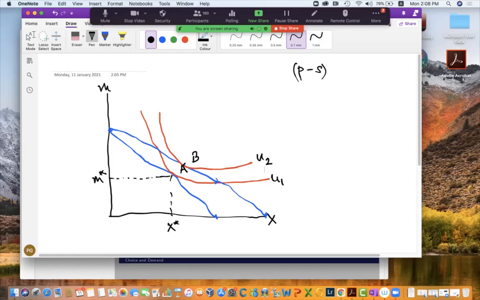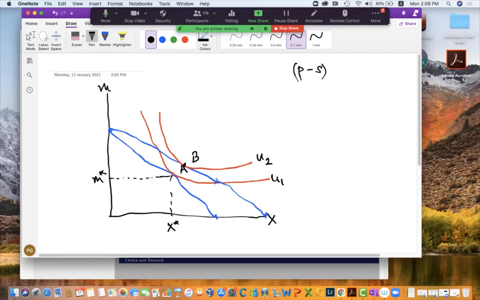Parallel. Shifts outward parallelly, right? So it shifts outward parallelly, but where should I place it? What should be its position? It should pass through the point B, right?